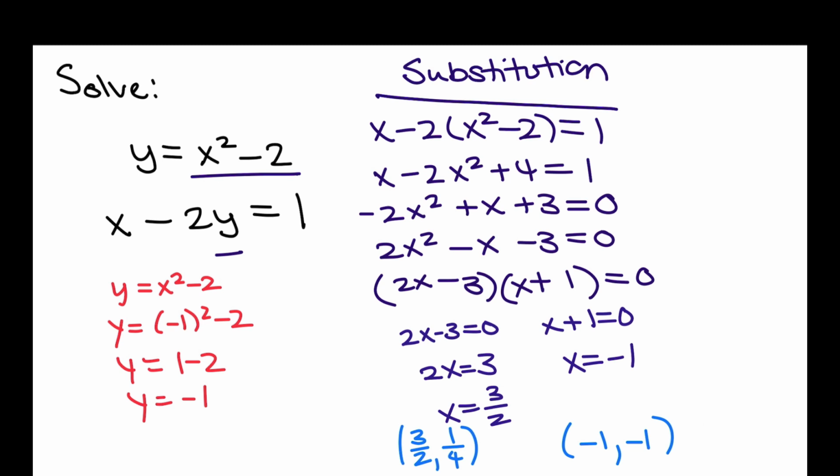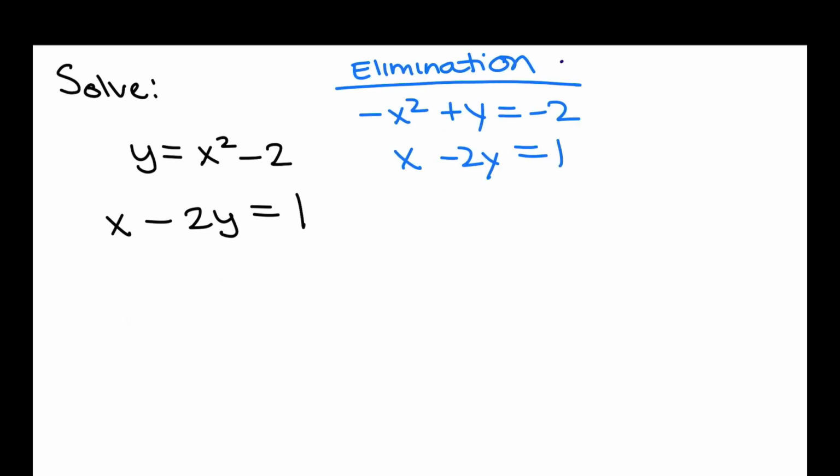All right, let's see if we can also use that elimination method. To use the elimination method, I would move the terms around so you have constants on one side of your equation and variables on the other. So let's see, if I take the x squared and move it to the left-hand side, I get negative x squared plus y equals negative 2. And then x minus 2y equals 1.